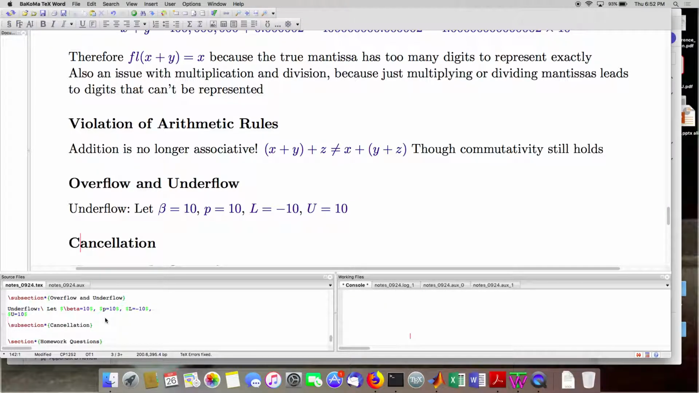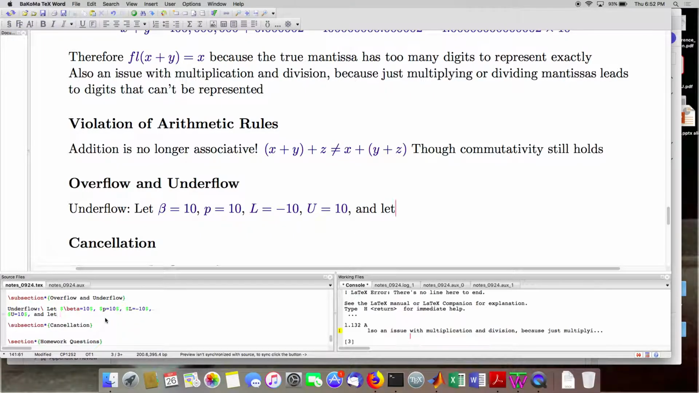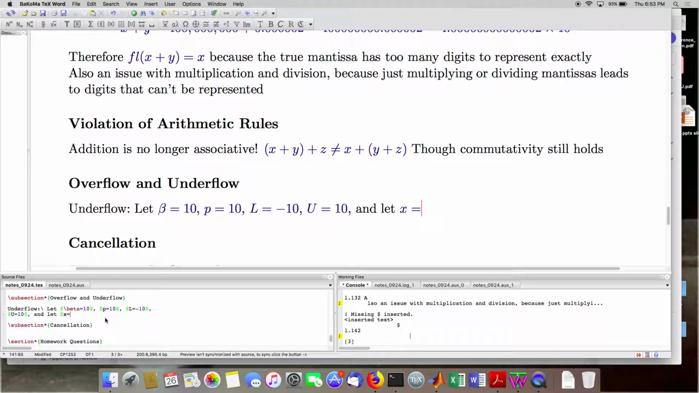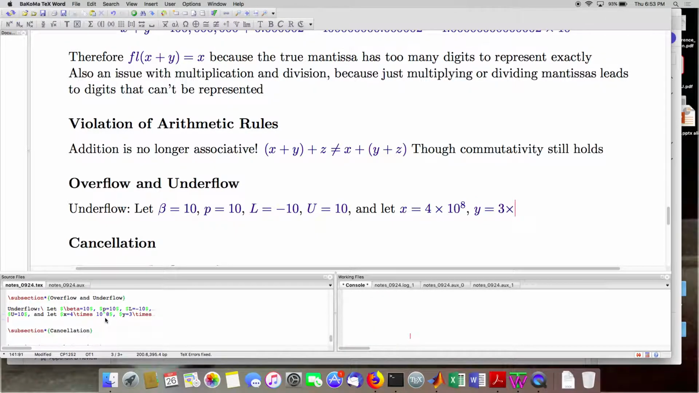So I'm going to let x equal 10 to the... you don't want to have widely varying magnitudes here. And then y equals... So both of these numbers can be represented exactly in this decimal floating point number system. Problems arise when we perform operations.